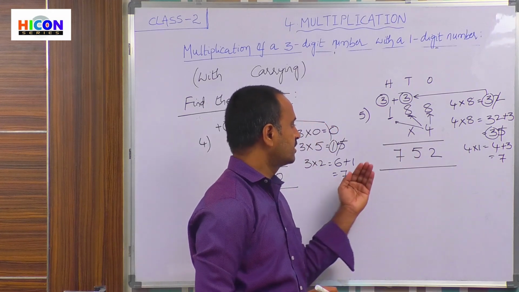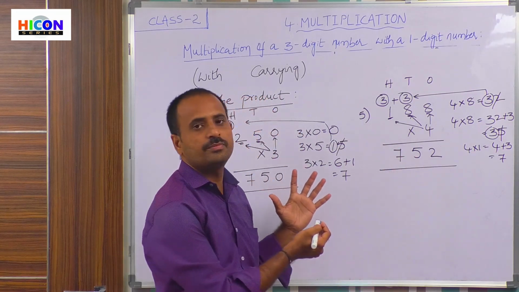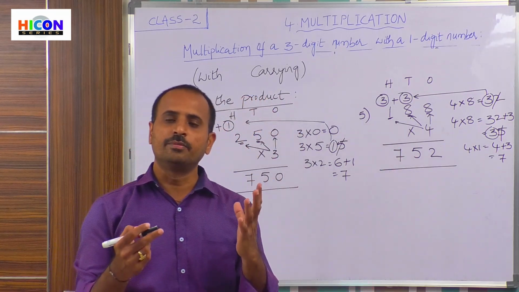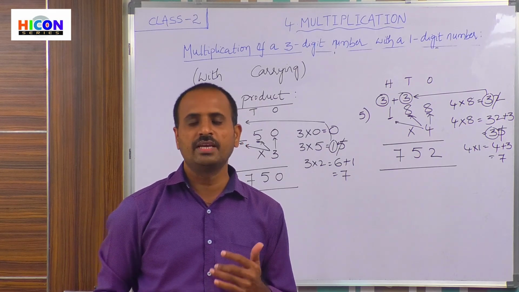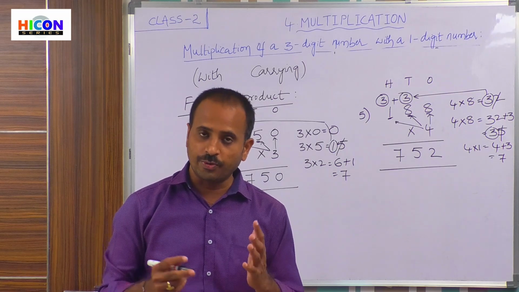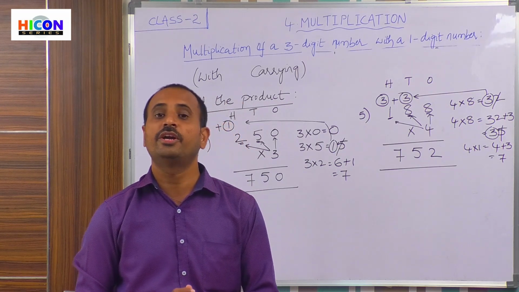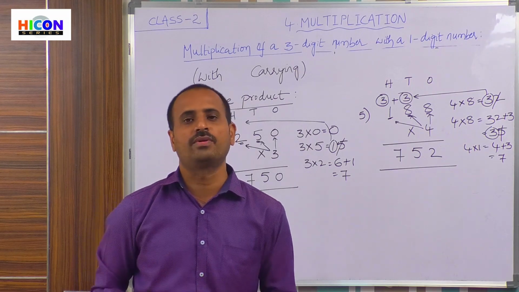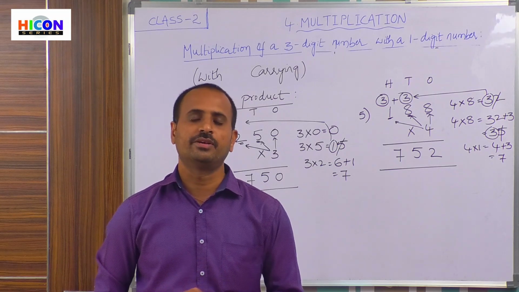So the answer is 752. So children, these are some problems on multiplication of 3-digit number with 1-digit number with carrying, and there are some more problems in this part. Practice those remaining problems at your home as homework. Those problems will be given in your PDF.